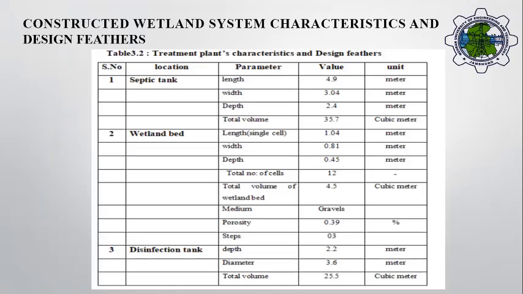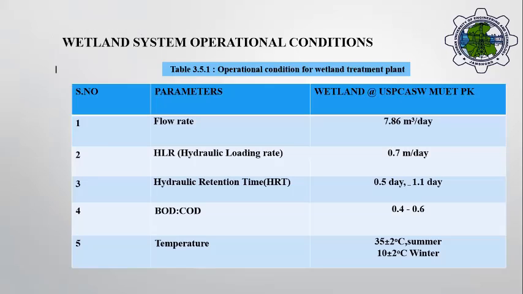These are the characteristics and design features of my whole treatment plant, like the septic tank, wetland bed, and disinfection tank. System wetland operational conditions: the system was operated under natural ambient conditions and open to the sky throughout the study period. Atmospheric pressure was considered as the local pressure at sea level. The temperature was 35 degrees in the summer season and 10 degrees centigrade in the winter. The influent flow rate was 7.86 meter cube per day. Hydraulic loading rate was 0.7 meter cube per day, and hydraulic retention time is 0.5 day to 1.1 day.